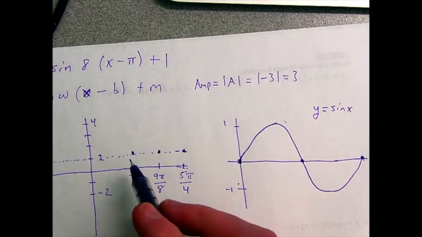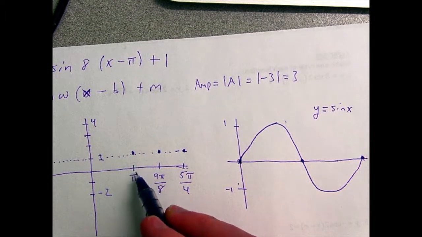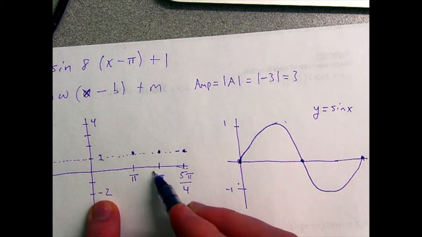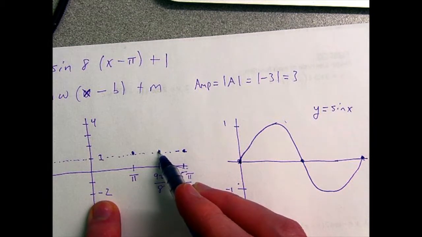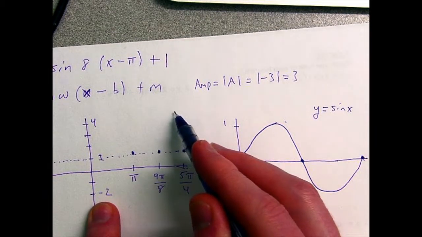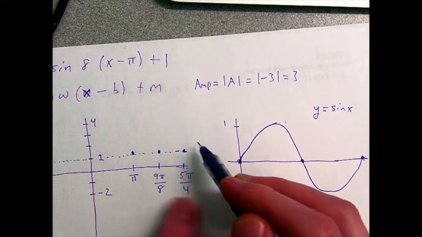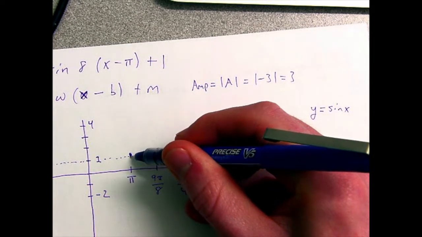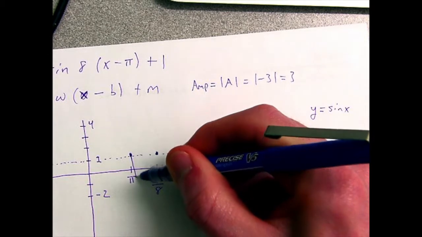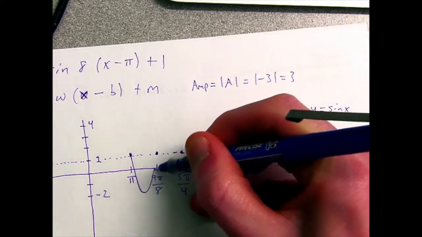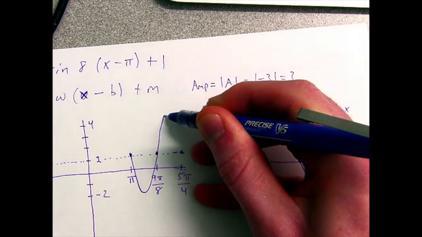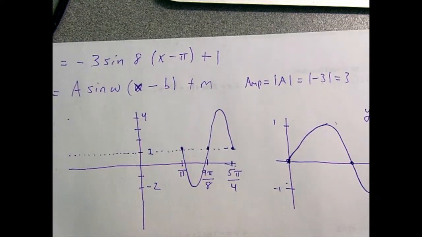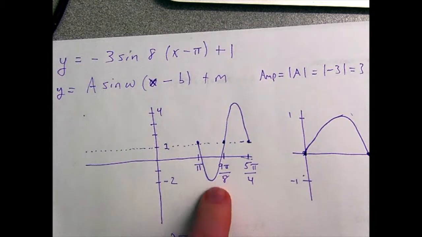The graph is going to go down. It's going to go all the way down to that bottom bounce number at -2, and then come back up and cross this point. Then it's going to go all the way up to the top bounce number, 4, and come back down to this ending point at 5 pi over 4. So that's one cycle of our function, and that's all that I'm looking for.